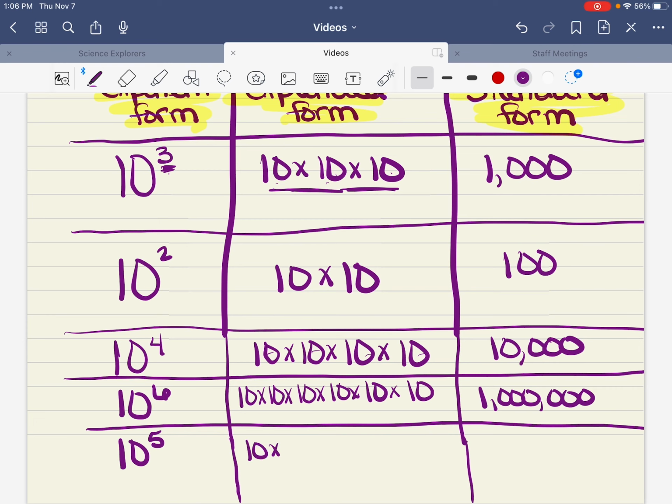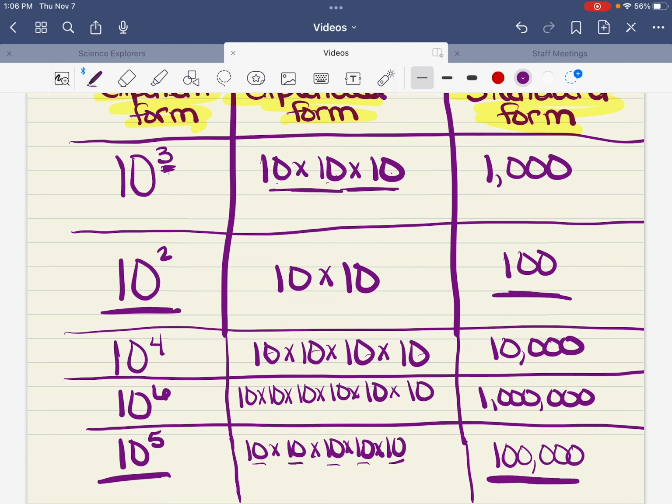And you should have 5 tens. 1, 2, 3, 4, 5. 10, 100, 1,000, 10,000, 100,000. And that's kind of what this means. So when you see these exponent numbers, whatever you write right here means this right here. It's just a shorthand way of writing it. 10 to the 5th power is the same as saying 100,000. It's the same as having 5 tens multiplied together.